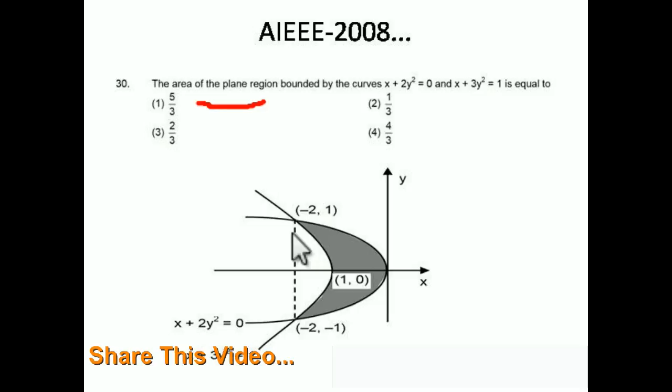Okay, now at which points do they intersect? To find that, just equate x from both sides and you will get the points (minus 2, 1) and (minus 2, minus 1). This is very simple stuff, and we have to find the area bounded by these two regions. This graph is very easy to draw.